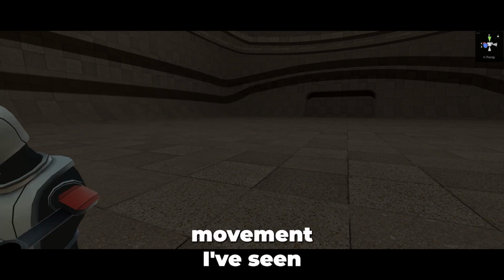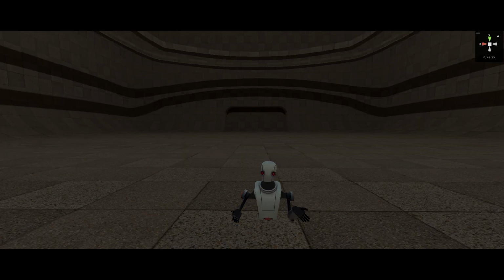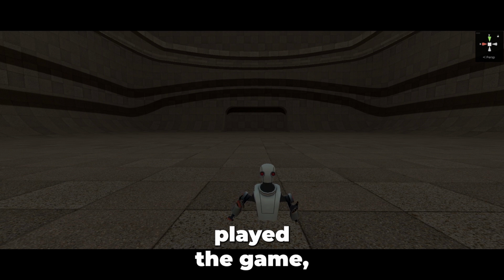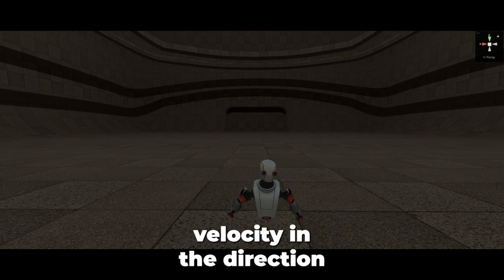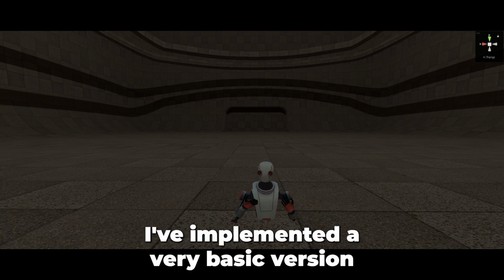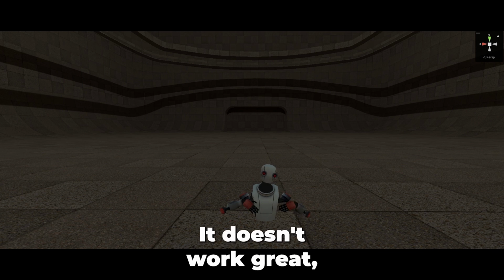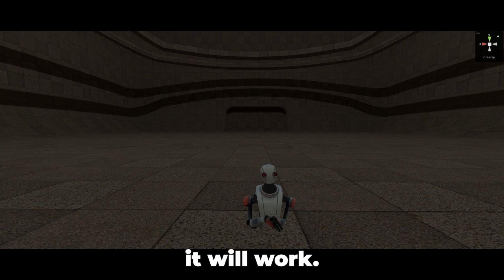The next feature of the movement I've seen people talking about is carving. It's hard to tell exactly how it works without having played the game, but from what I understand, it lets you keep your velocity in the direction your hand is pointing. I've implemented a very basic version of this and it doesn't work great, but I think it gives you a rough idea of how it will work.